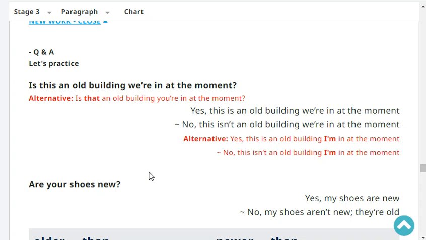Just choose one, even if we're not sure. Old or new? Older, maybe. Okay, one more. Yes, this is an old building. I'm in an old building at the moment.